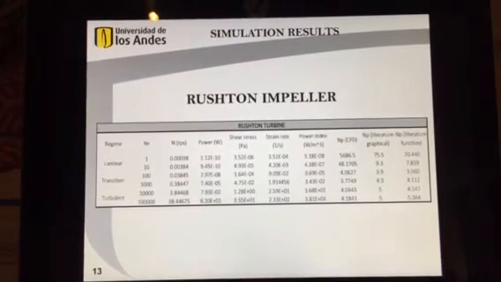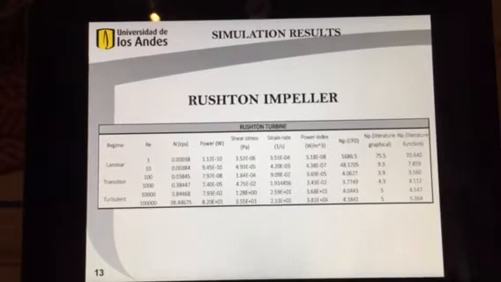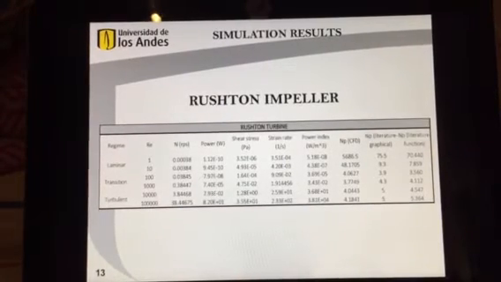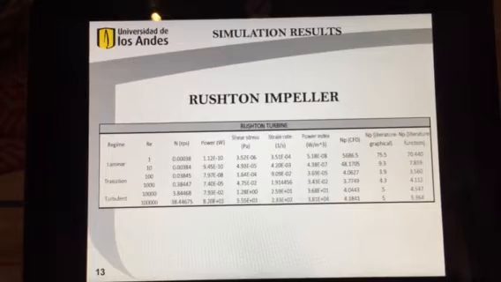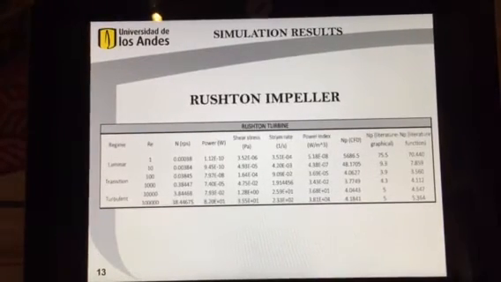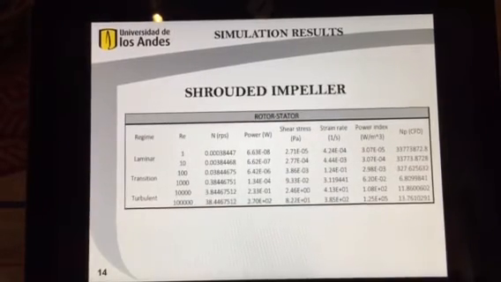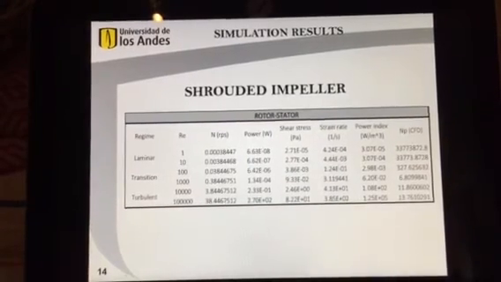These tables of results were obtained for the Rushton impeller from different types of regimes. Here, the power, the shear stress, and the power number obtained from the simulations and from the literature are presented, as well as for the rotor stator impeller.